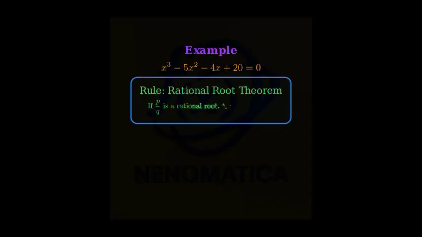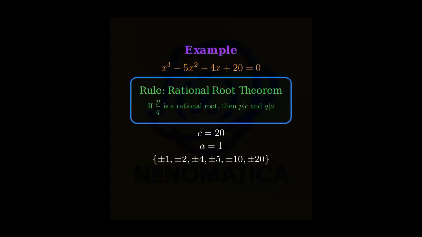This theorem states that if p over q is a rational root of a polynomial with integer coefficients, then p is a factor of the constant term and q is a factor of the leading coefficient. In our equation, the constant term is 20 and the leading coefficient is 1. So, the possible rational roots are the factors of 20 divided by the factors of 1.